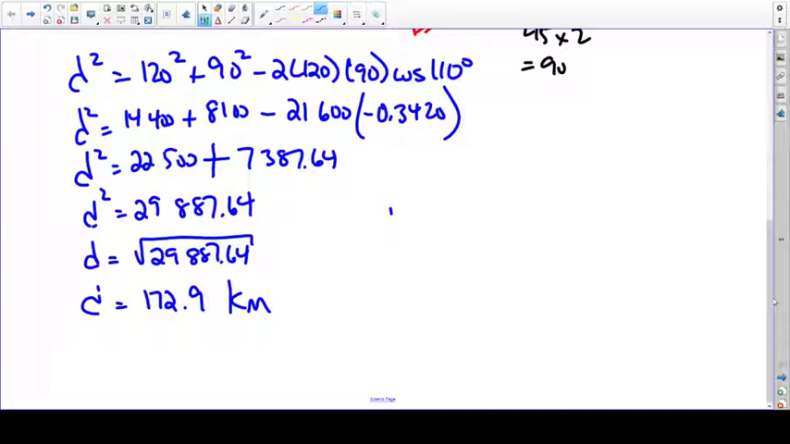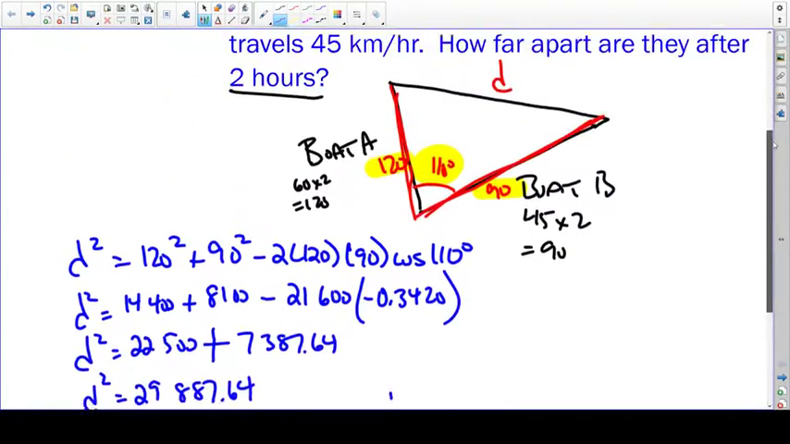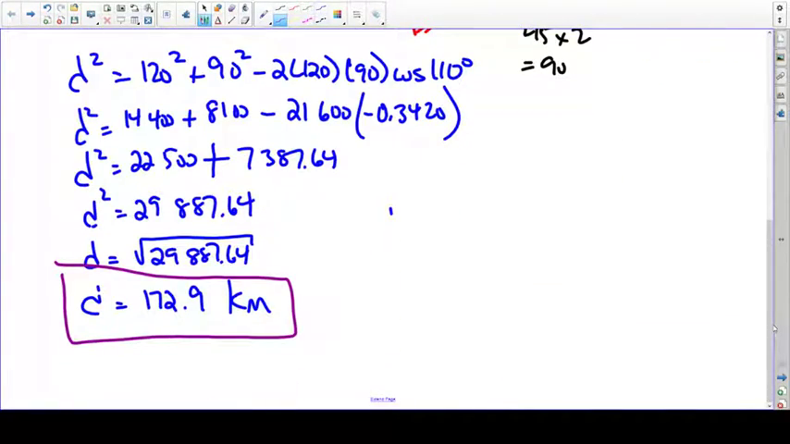Since this is the answer to a word problem, we should write out a therefore statement, or at least do something to indicate that this is the answer. I'm just going to put a box around it. The box will be sufficient because it does answer the question. The question is how far apart are they after 2 hours? They're 172.9 kilometers apart. Okay?